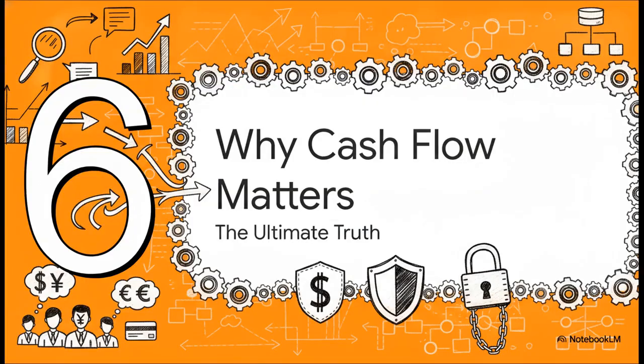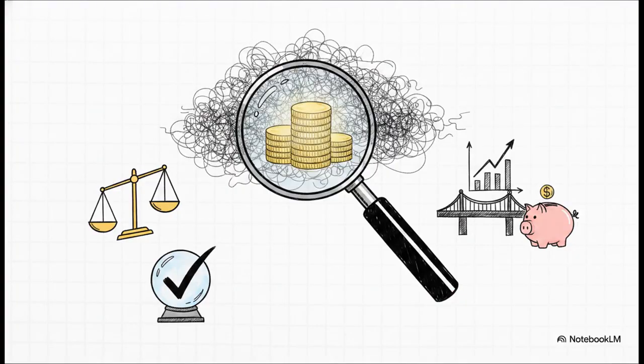Which brings us to our final stop, Section 6, Why Cash Flow Matters, the Ultimate Truth. Bring this all together, why do we go through all this rigorous, highly regulated accounting? Why do analysts and investors obsess over this one statement? Because it cuts right through the noise. It evaluates a company's true liquidity and solvency. Can they pay their debts today? It enhances comparability across different businesses because it strips out the effects of different accounting treatments.